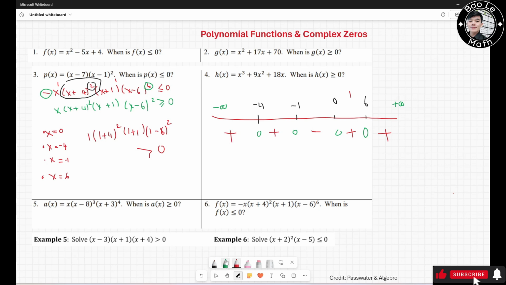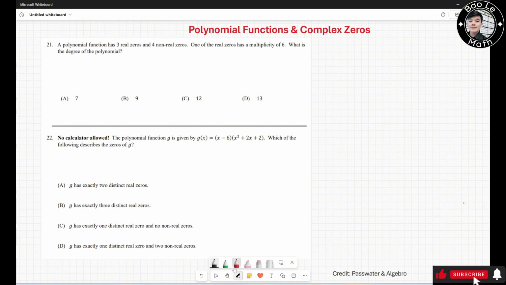Alright. Now, my answer is greater than or equal to 0, right? So I have this one right here and this one right here. So the answer should be negative infinity, comma, negative 1, with the bracket right here, union, bracket 0 to infinity. Let's move on to the last example.